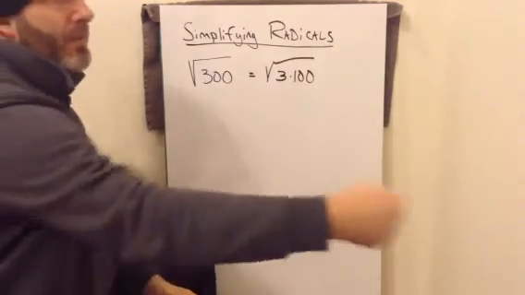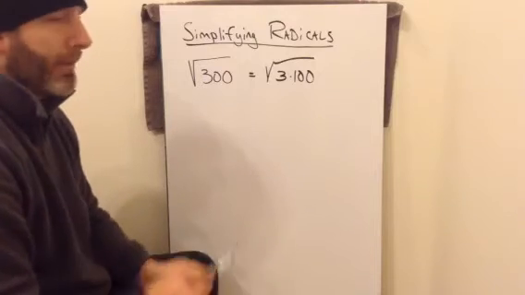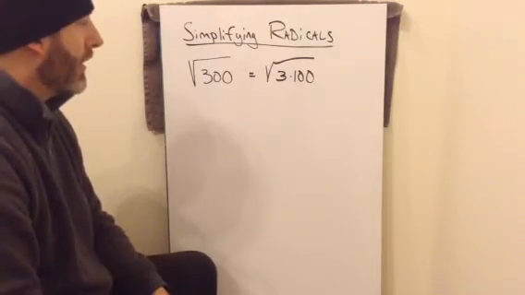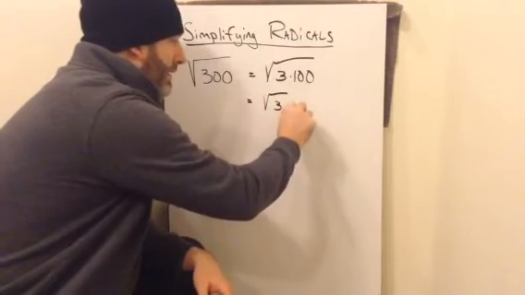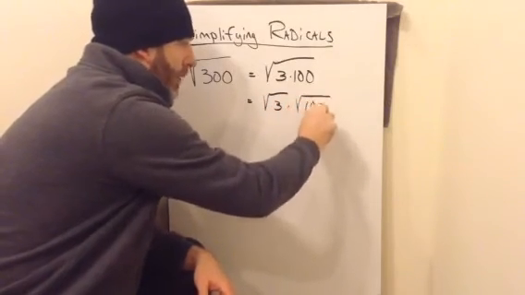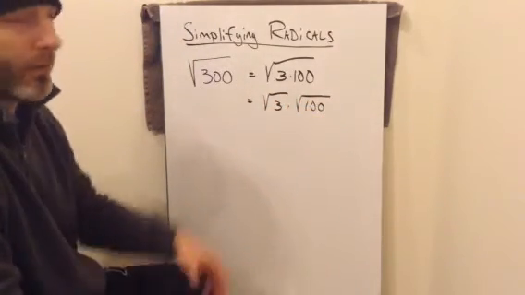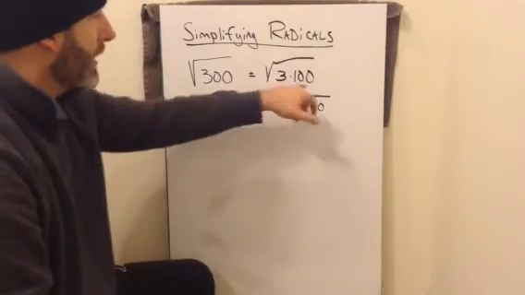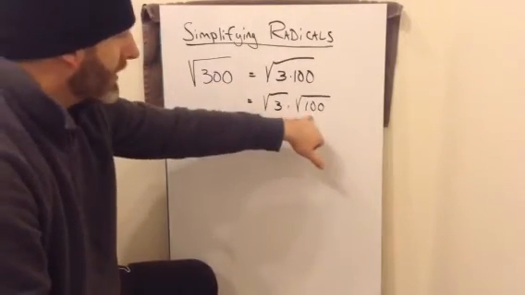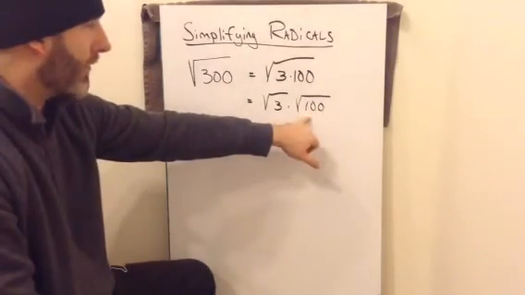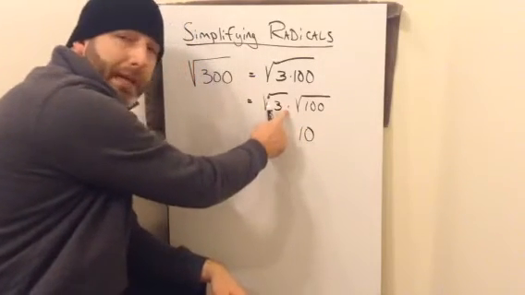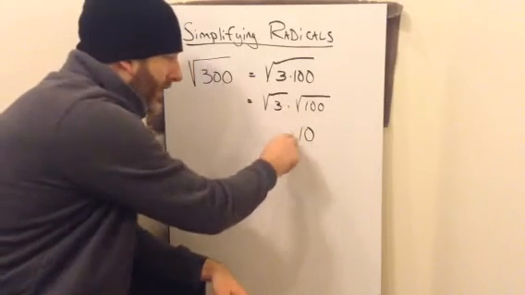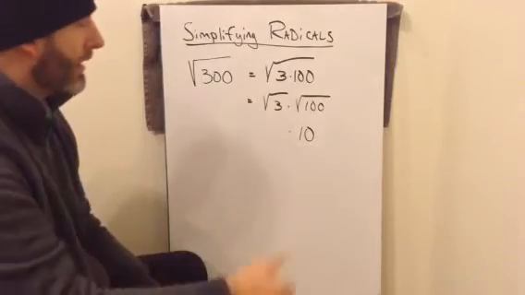Now, the next rule that we'll learn, the product rule, separates those. When we get to the product rule, we'll understand it a little more. But we know 3 times 100 is 300. Well, 100 is one of the perfect squares that we recognize. We know the square root of 100 is 10. Now, please understand that that's a multiplication. It is still a multiplication. It is not all of a sudden an addition.